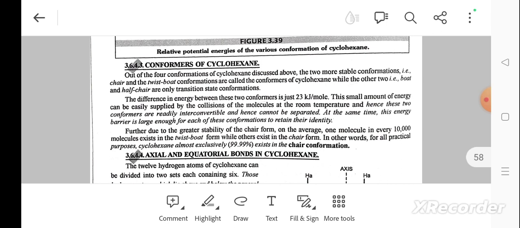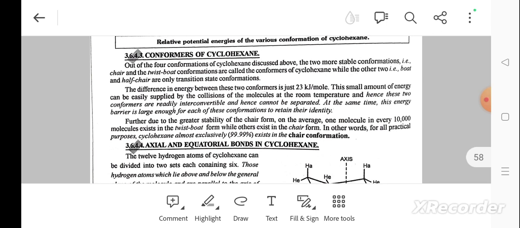The difference in energy between the configurations is just 23 kilojoule per mole, and this is a small amount of energy that can be easily supplied by the collision of molecules at room temperature. Hence, these two conformers are relatively interconvertible and hence cannot be separated at the same time. This energy barrier is large enough for each of these configurations to retain their identity.